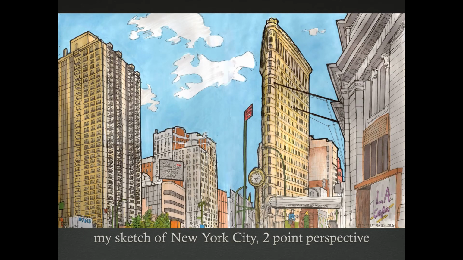Here's a sketch I did of New York City in 2002. I sat on the street and sketched the Flatiron Building, which is this famous building from the Art Deco period of design and architecture. It's situated on Broadway, where the street splits into two on either side of this kind of pie-shaped building.